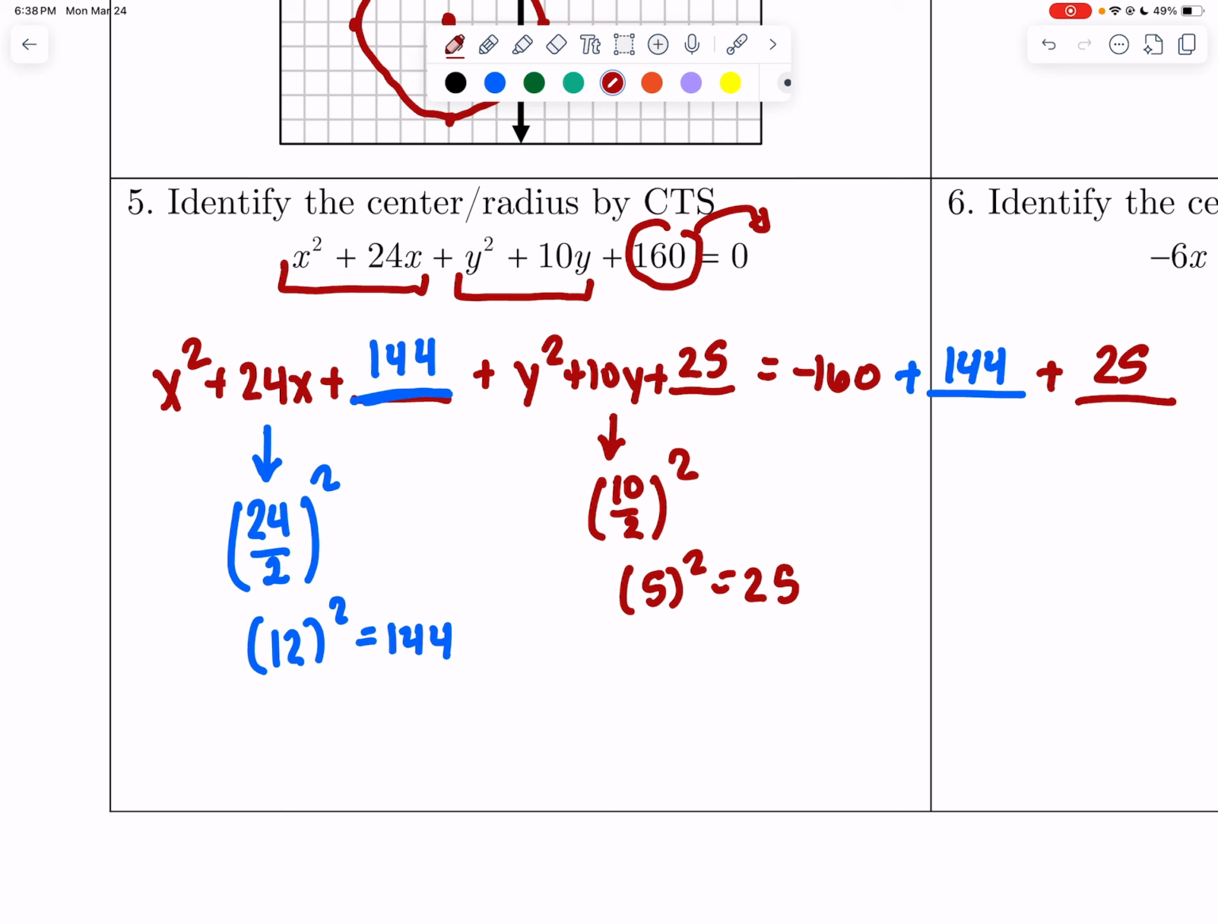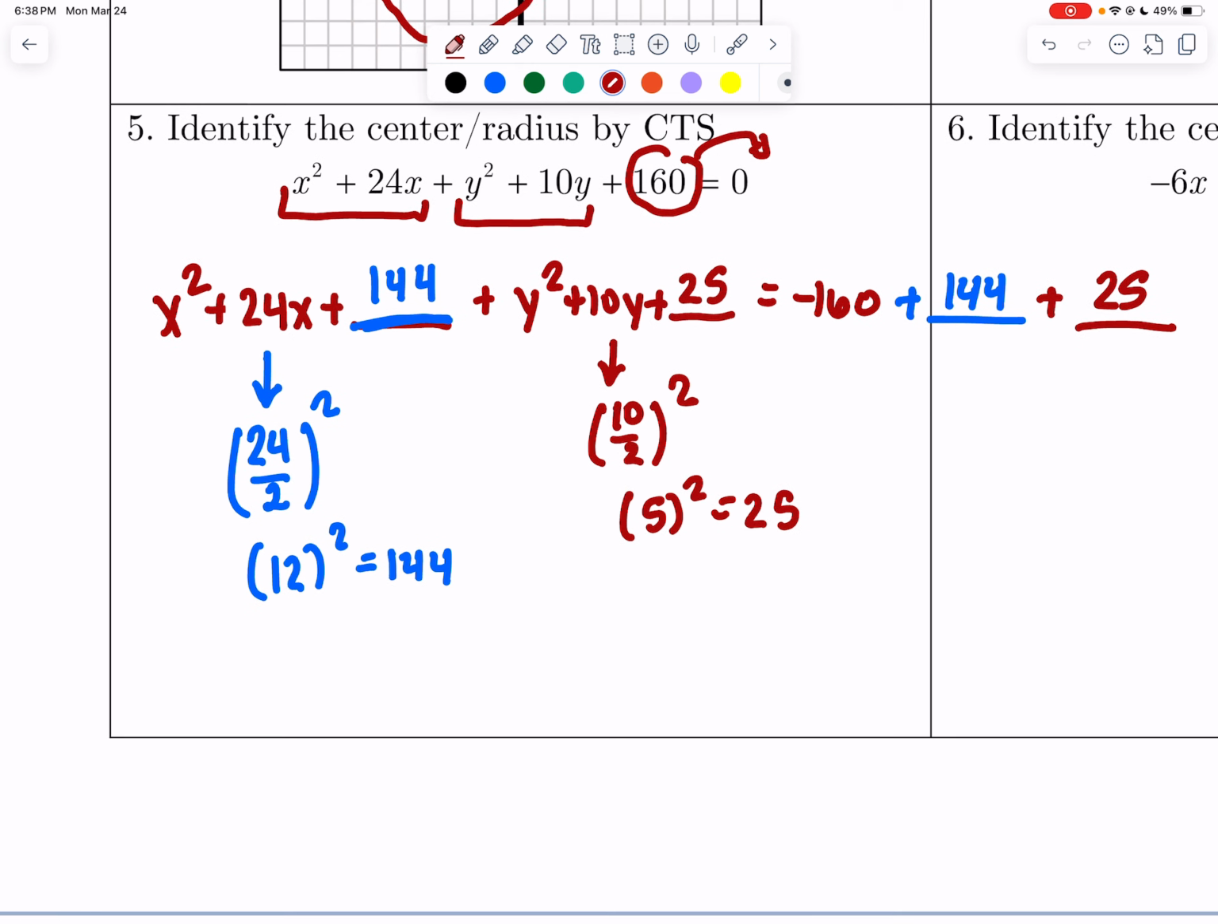Now, if I simplify the right side, I'm going to have negative 160 plus 144 plus 25. And if I were to do that, I'll get 9. And remember that 9 is going to represent my r squared. So this actually tells me that my radius is 3.